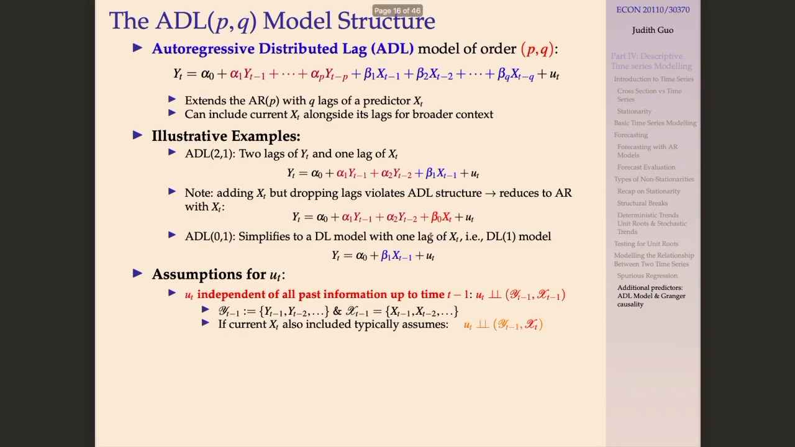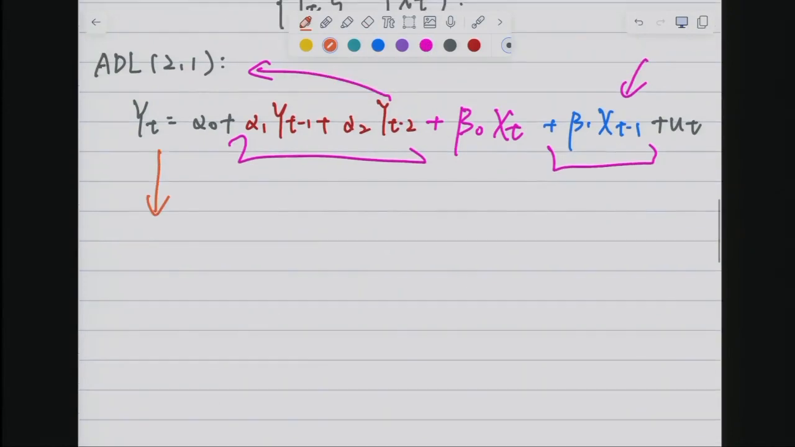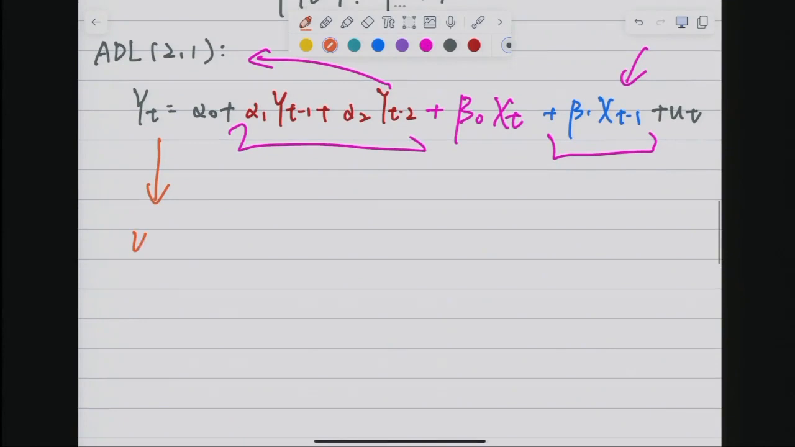Now, if in a model where we also included xt, then typically we will assume that the shock ut is independent of all the information in the past for y up to t minus 1, but we will also assume that u is independent of the current x. The one thing I'll be careful about in this ADL model is that we assume ut is independent of the information for y up to time t minus 1, but information for x up to time t.